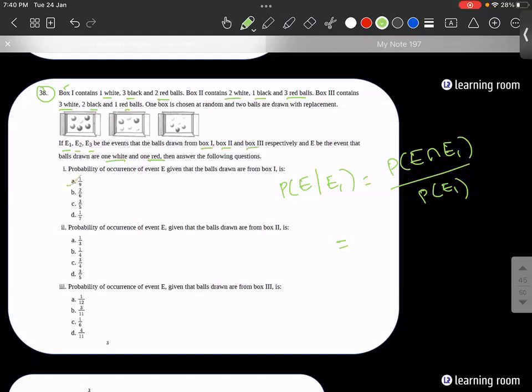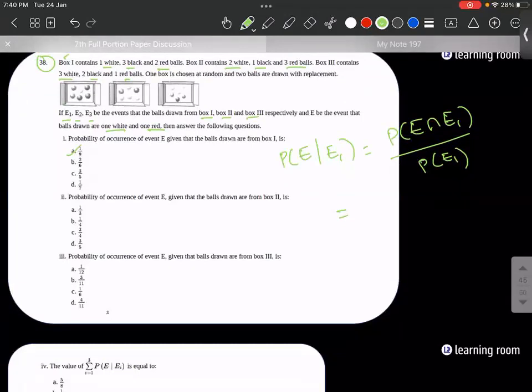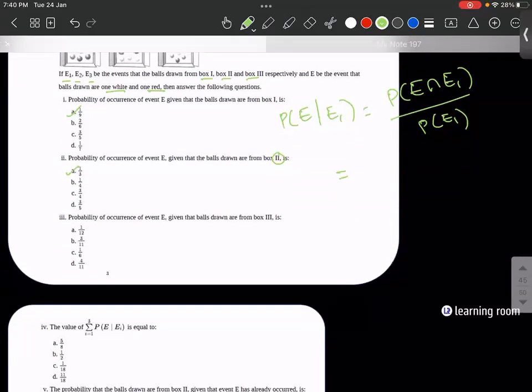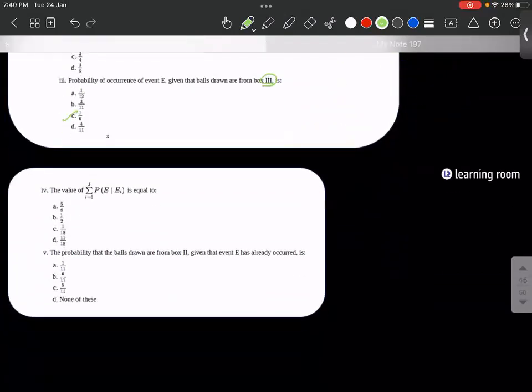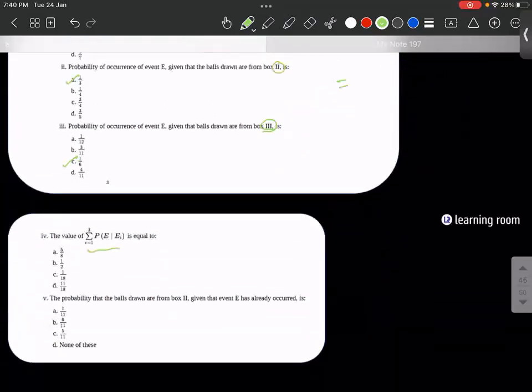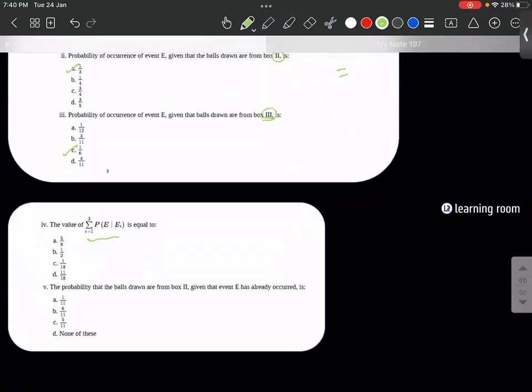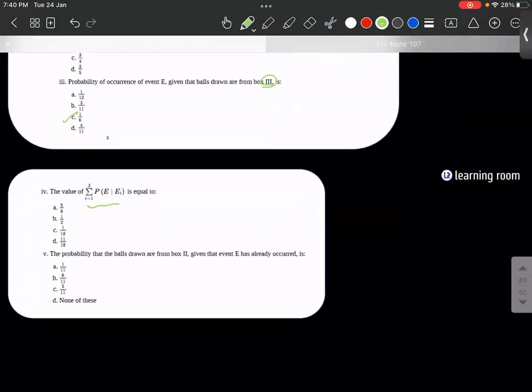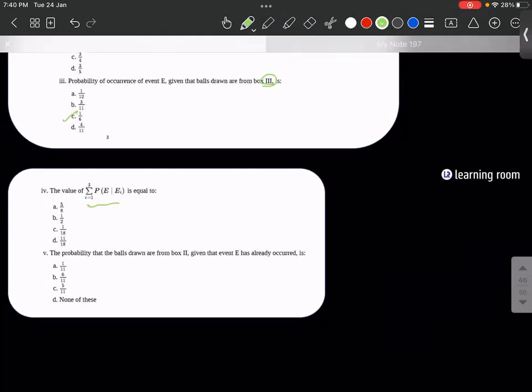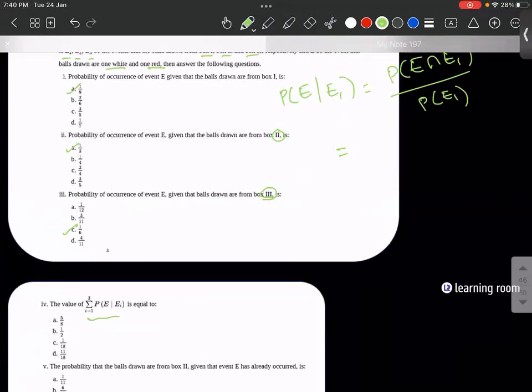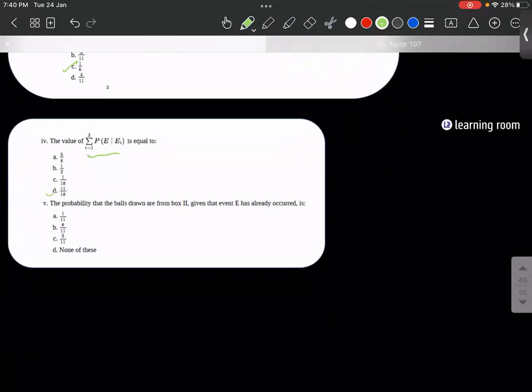It's an answer, children. 1 by 9 here. Second one, probability of E given E2: the answer is 1 by 3. Probability of E given that the balls are drawn from the third, that is probability of E given E3, is 1 by 6. Sum of all the probabilities, add all the values: 1 by 9 plus 1 by 3 plus 1 by 6. So that will give you 11 by 18.